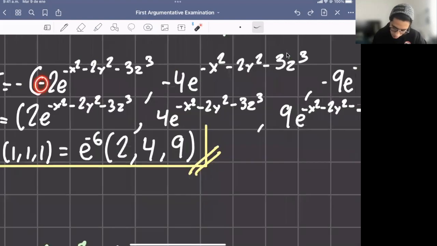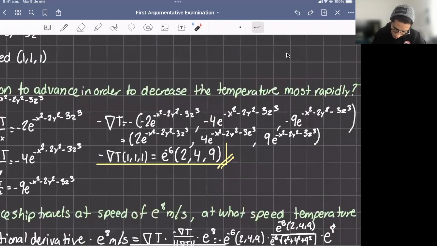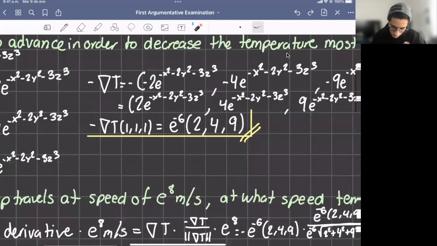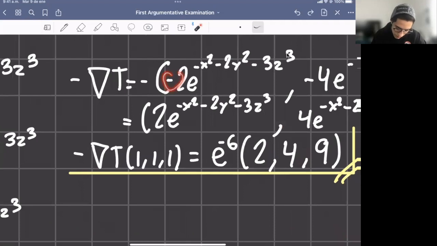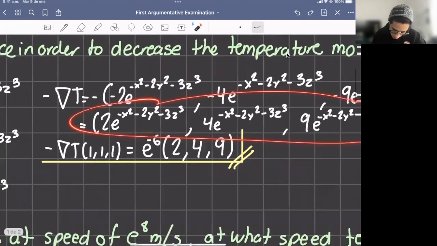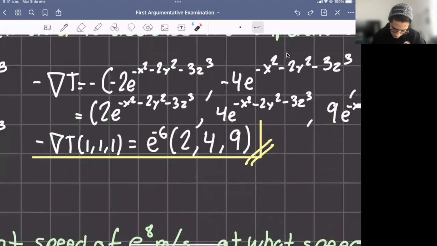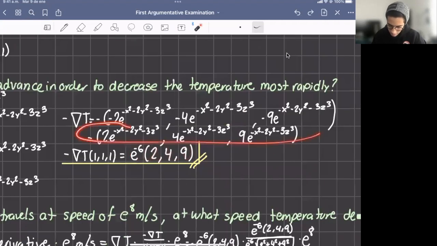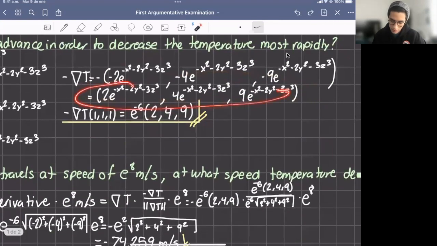But we have to get rid of these negative signs because this is a gradient and we have to decrease the temperature. In order to get rid of these negative signs, we put a negative sign on both sides, and we have a result like this. If we factorize it, we have that the negative gradient of T, because we obtain the negative from here, at the coordinate 1, 1, 1, is equal to e elevated to -6 times (2, 4, 9). That, as I said, is the factorized form of this expression.